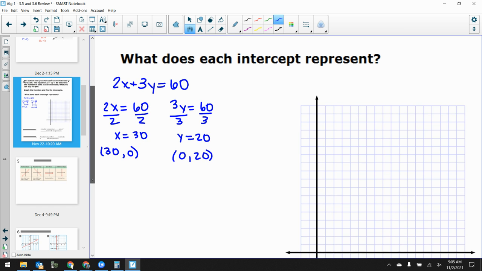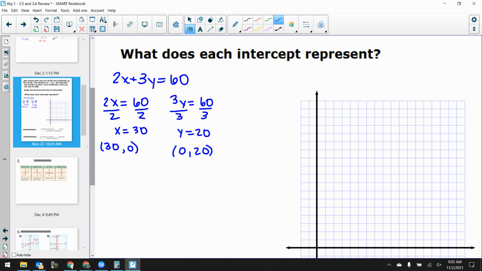So 30, 0 and 0, 20. What does the 30 represent? The pens. You can fill in these blanks as you go. 30 pens and no notebooks. 30 pens, 0 notebooks.